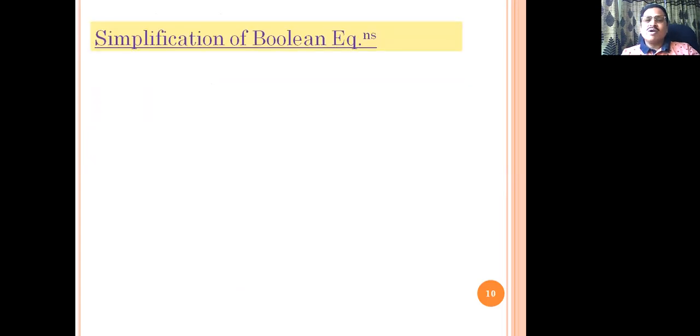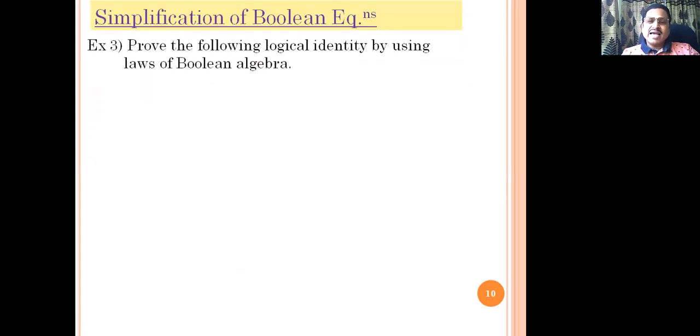We'll go through one more example. You have again been asked to prove the following logical identity by using the laws of Boolean algebra. What it means is that left hand side equals right hand side, known as a logical identity. We shall begin with either side, LHS or RHS, and after simplification we can get the remaining side, whichever is left, left hand or right hand side, as a part of verification. We shall begin with the right hand side for simplification.